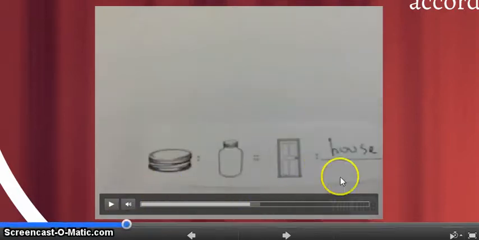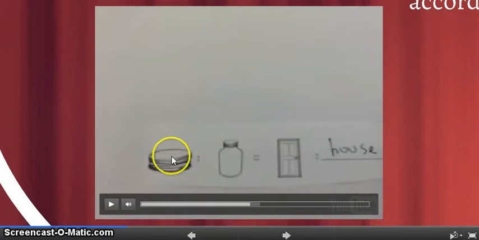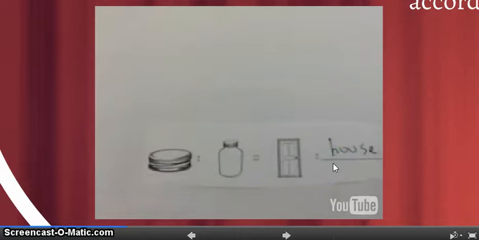There. It's a house, right? So a bottle cap is used to open and close a bottle as, that's what the double dots mean, a door is used to open and close a house. And it has to do, so a comparison.